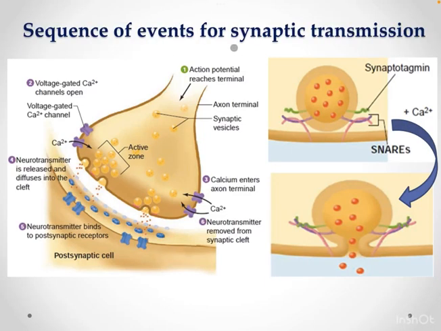Sequence of events for synaptic transmission. First, in the presynaptic neuron, the action potential reaches the terminal site, thereby opening the voltage-gated calcium channels, and calcium influxes from the synaptic cleft to the cytoplasm of the terminal neuron. This calcium helps in the docking of the vesicle to the nerve terminal membrane and releases the neurotransmitter.